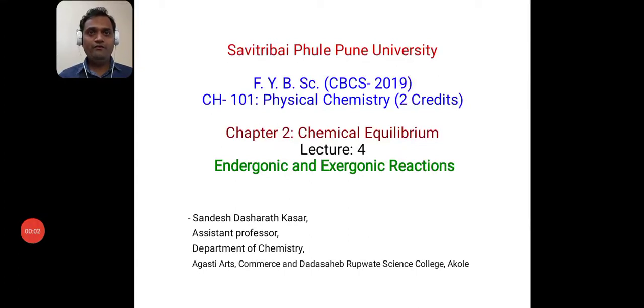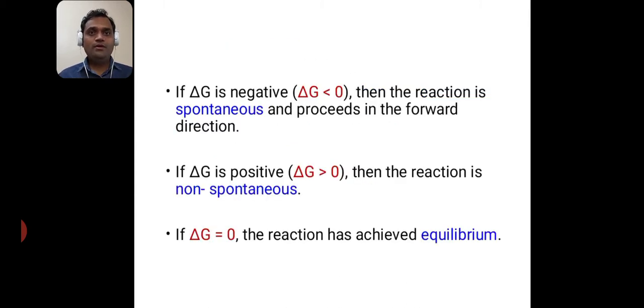Hi, welcome. Today we are going to study the important point: endergonic reactions and exergonic reactions. Now, in the second lecture, we have studied that if the change in free energy, that is delta G, is negative, it means that delta G is less than 0, then the reaction is spontaneous and proceeds in the forward direction.